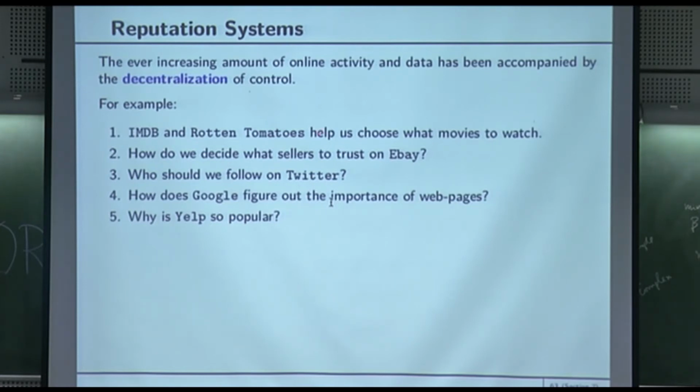IMDb and Rotten Tomatoes help us choose movies to watch. People just go there and rank. We need to figure out how much weight we should put on a particular ranker in order to say that that person's ranking is good. How do we decide what sellers to trust on eBay? Who should we follow on Twitter? How does Google figure out the importance of web pages? Why is the Web so popular?